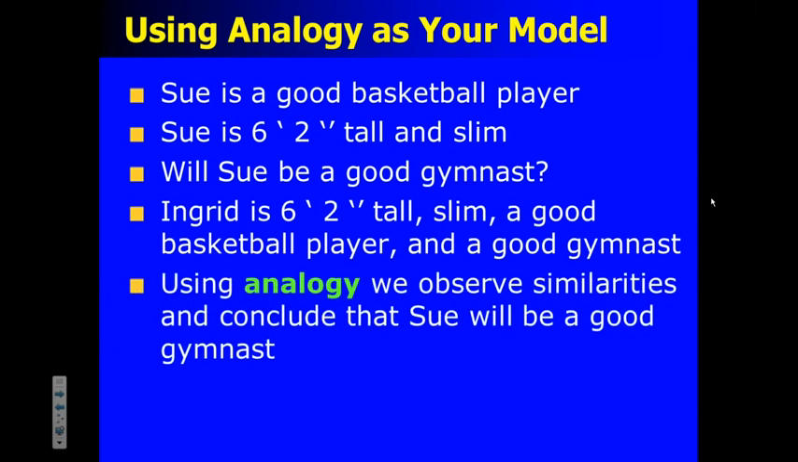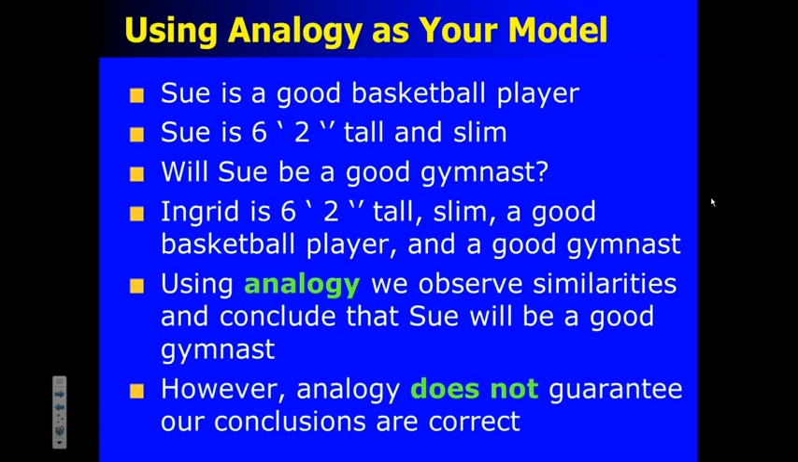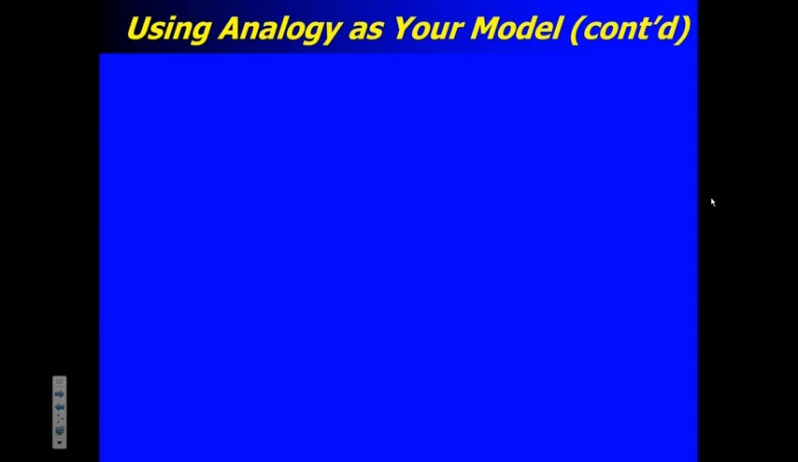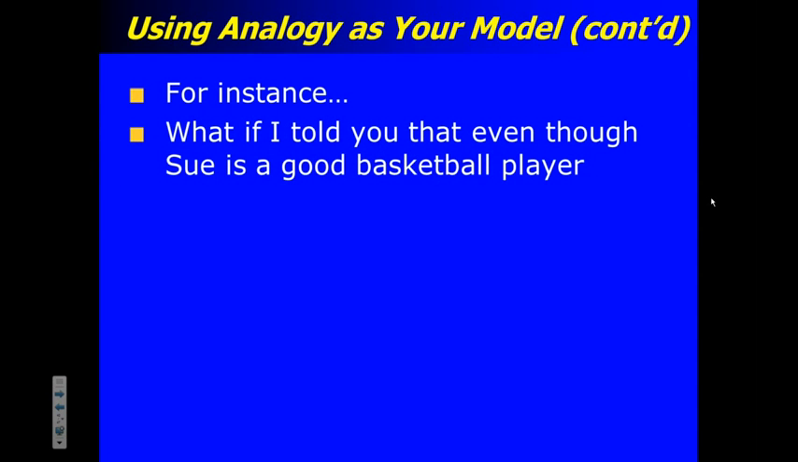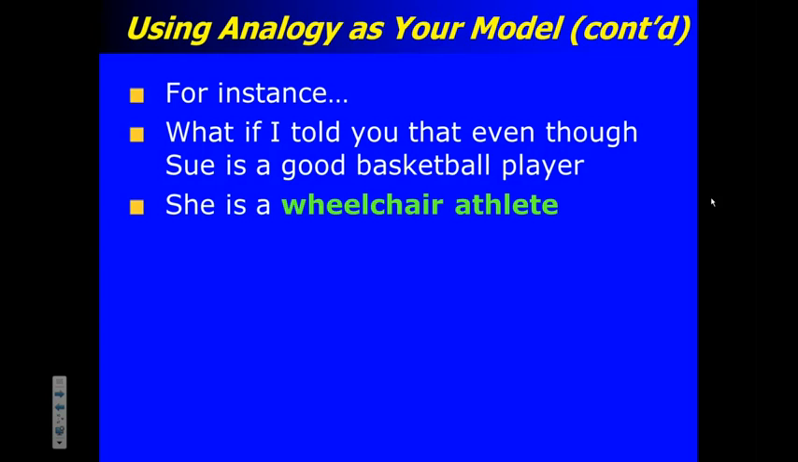With analogy, we use this to observe similarities and make a conclusion. Maybe we do conclude that Sue will be a good gymnast. But analogy is not perfect, and for the computer, it's even less so because there's less to draw from. What if I added a little more information? What if I told you that although Sue, the one that we're predicting if she's a good gymnast, is in fact a good basketball player, she actually plays wheelchair basketball?